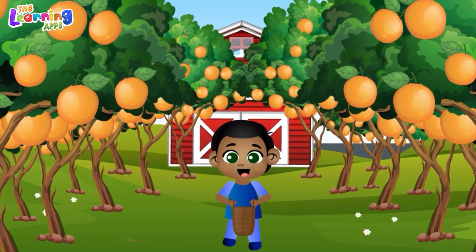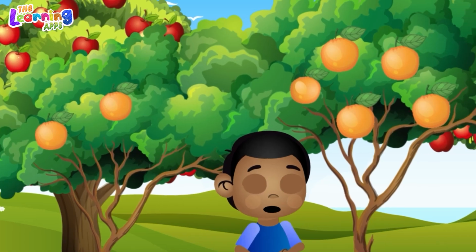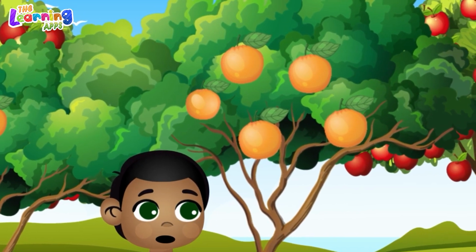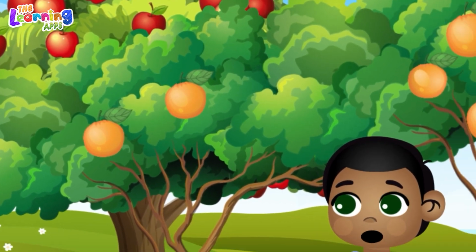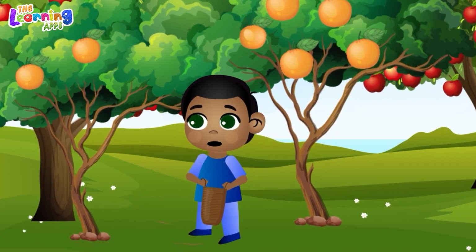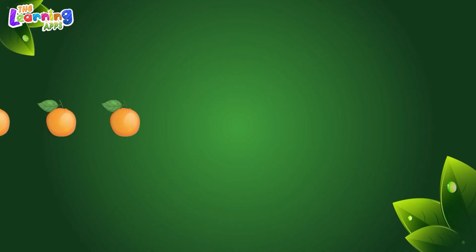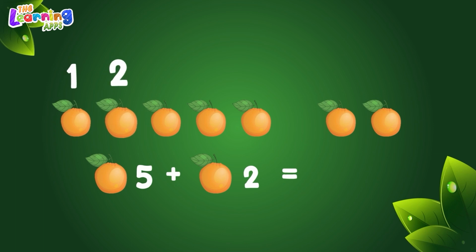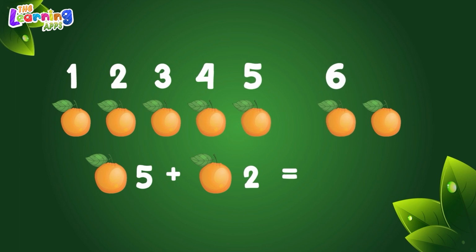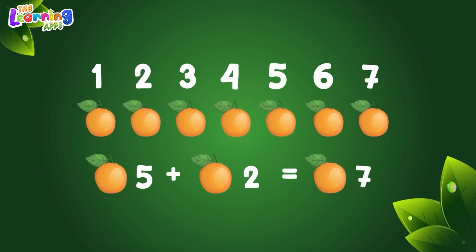Now it's time to collect the oranges. There are 5 oranges on a tree and 2 oranges on the other. How many oranges are there in total? 5 add 2 makes 1, 2, 3, 4, 5, 6, and 7. There are total 7 oranges.